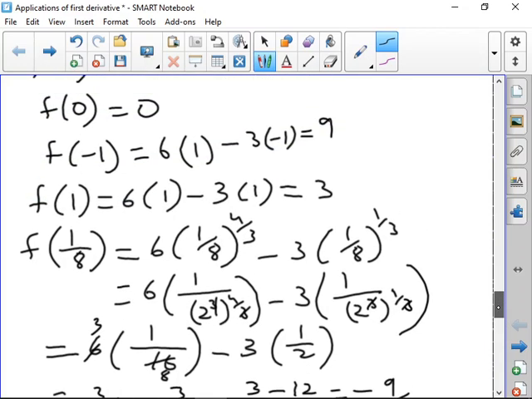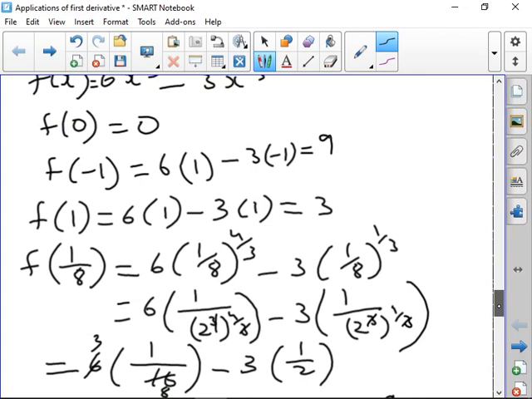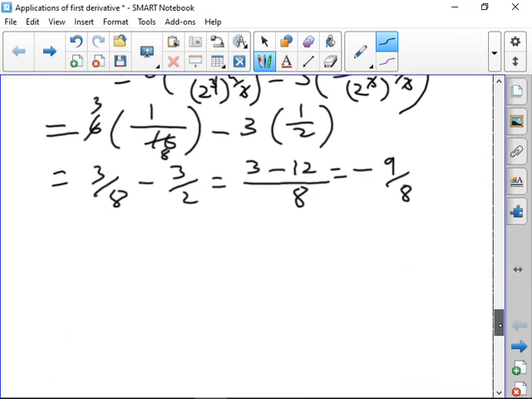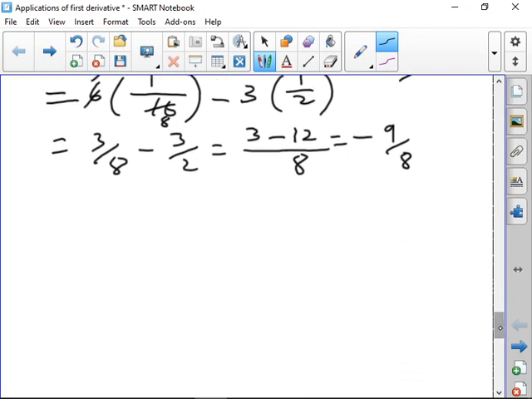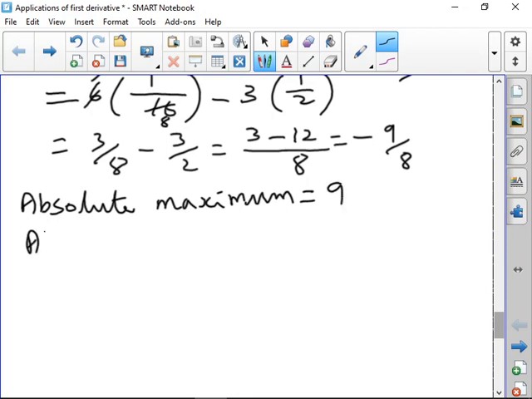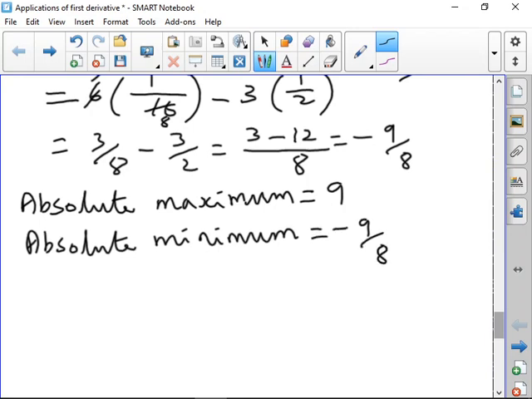Okay, we have 0, 9, 3 and minus 9 by 8. So, what about the maximum value? Absolute maximum. So, absolute maximum is equal to 9 and absolute minimum is equal to minus 9 by 8.